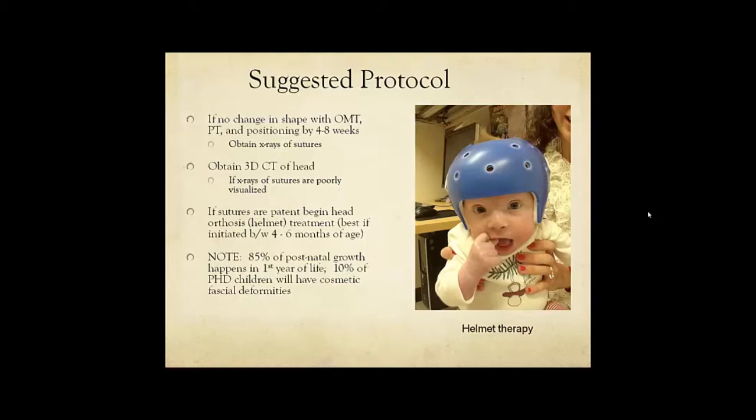Getting x-rays and the 3D CT of the head, again, is appropriate if we're not able to visualize the sutures well with x-ray. If the sutures are fine, continue with OMT and introduce the helmet therapy. It's best if it's initiated at like 4 to 6 months of age. And just of note, 85% of postnatal head growth happens within that first year of life. So we want to make sure we address it within that first year, because otherwise they have a chance of having some other cosmetic and facial deformities if not addressed in time.